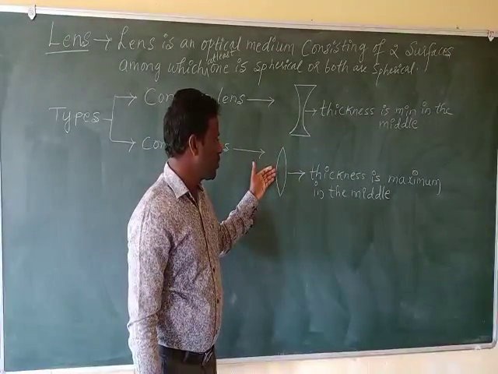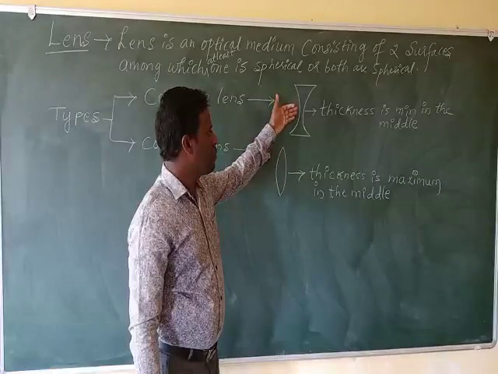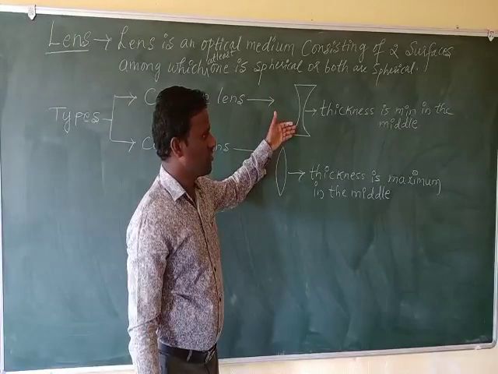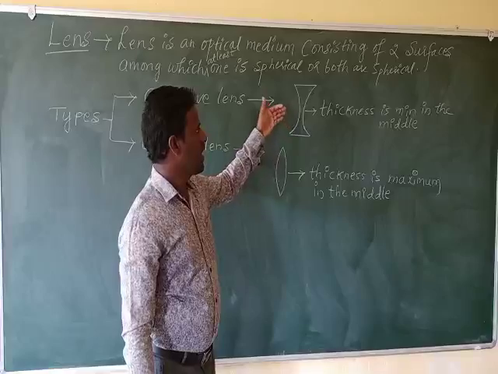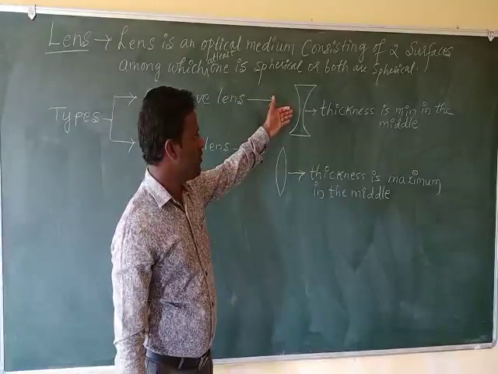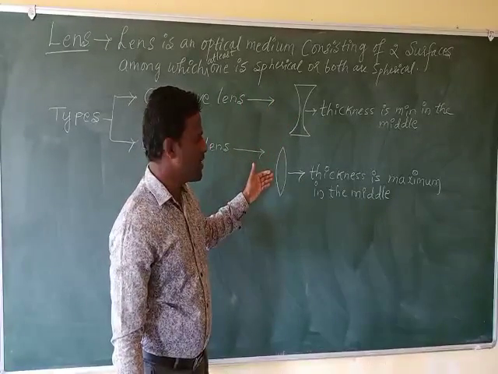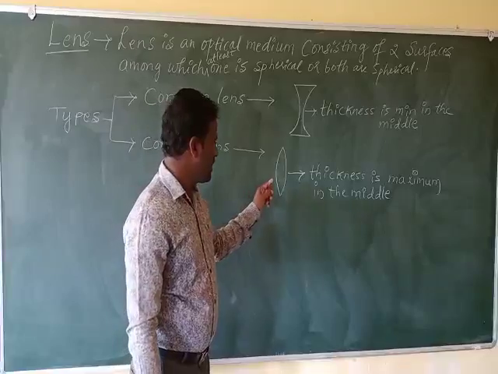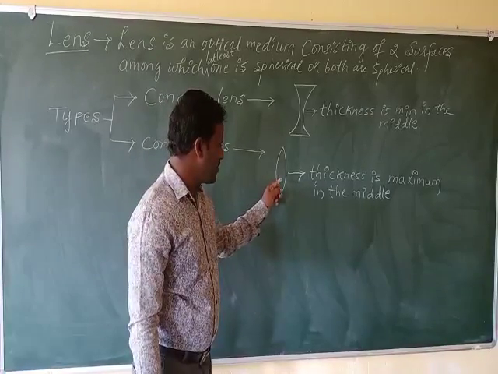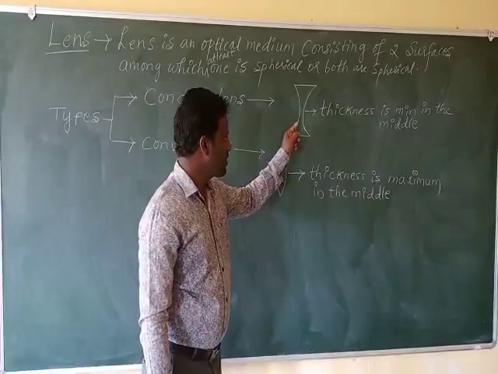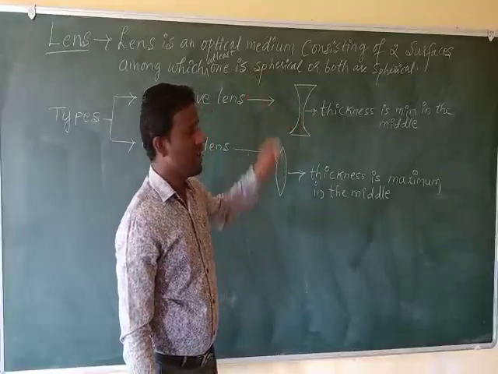Thicker in the middle portion. Here, thinner in the middle portion and thicker at the outer edges. Right? This is called a concave surface. This is called a convex surface. And you see there are two surfaces. This is one surface and another surface. First surface, second surface. So what is a lens?